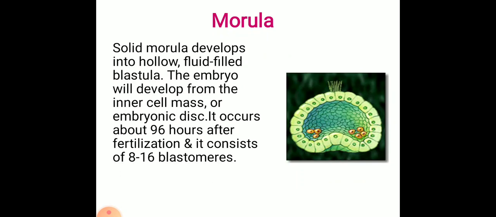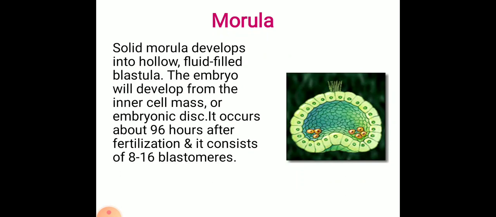So this is a morula. Solid morula means it is a solid structure. It is a 32-celled stage, a solid morula that develops into the hollow fluid-filled blastula. Next, after the morula there is another stage, the next stage is the blastula.